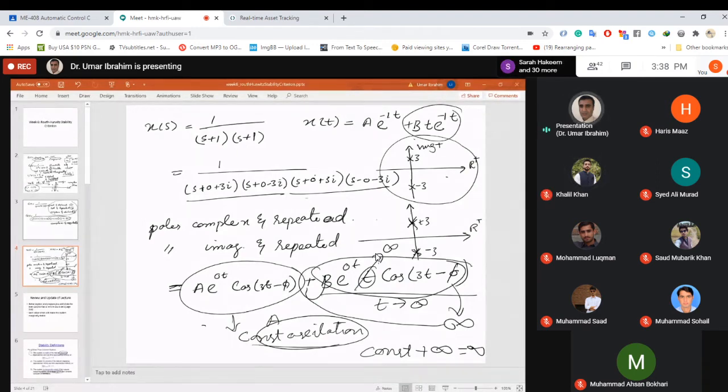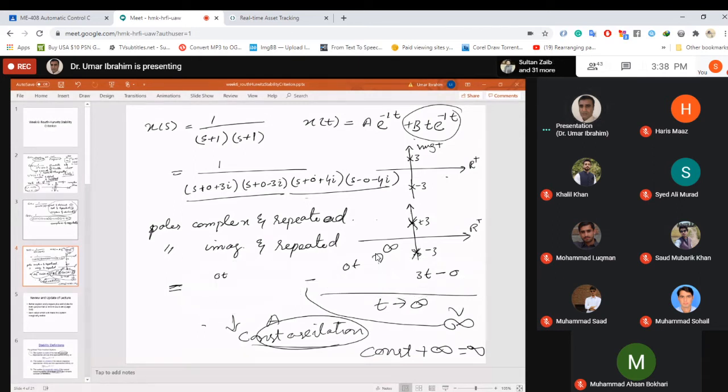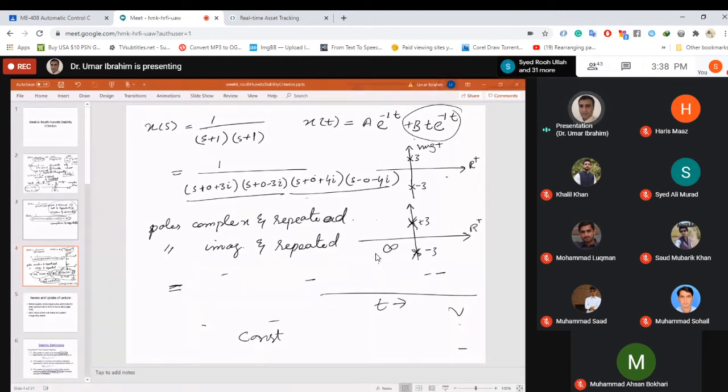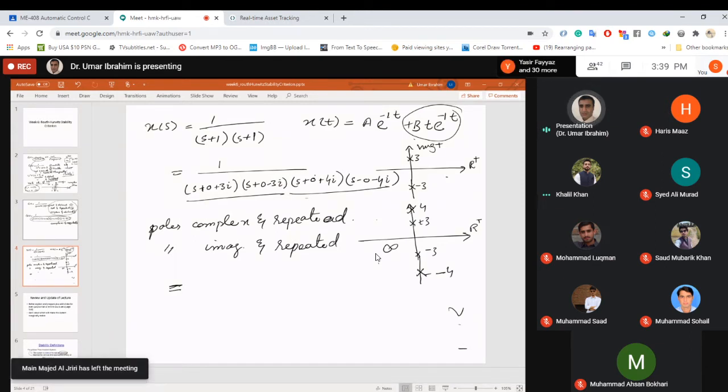Yes sir. Okay? So let's suppose I get 4 poles. I have 2 poles here, 1, 2, and another 2 poles here, 4 and -4. Now, is this system stable, unstable, or marginally stable?